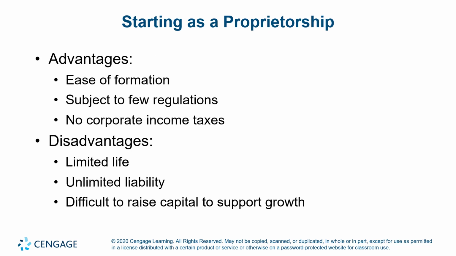However, there are three disadvantages. One is limited life, another is unlimited liability, and third is difficulty in raising capital to support growth. So the proprietor has unlimited personal liability for the business debts, which can result in losses that exceed the money invested in the company. So he is personally liable for all kinds of losses that go beyond the money invested in the company.